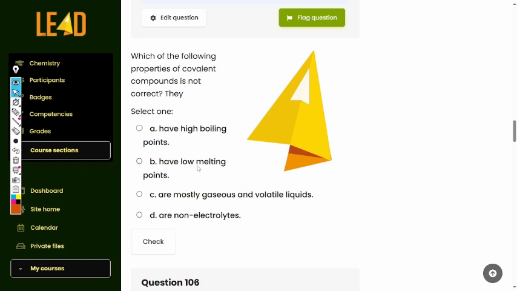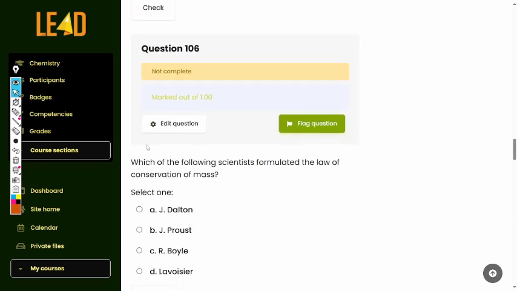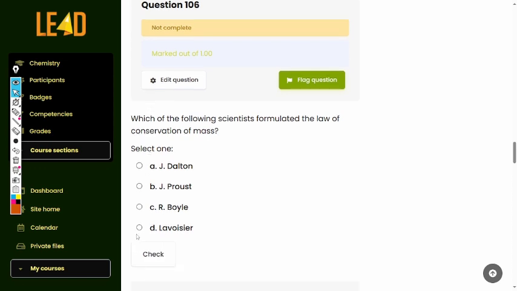105. Which of the following properties of covalent compounds is not correct? So now, covalent compounds have low melting points. They are mostly gaseous and volatile liquids, and they are not electrolytes. So the wrong one here is A. They don't have high boiling points. That's for ionic compounds. 106. Which of the following scientists formulated the law of conservation of mass? That would be Lavoisier. Antoine Lavoisier was the one that came up with the law of conservation of mass.